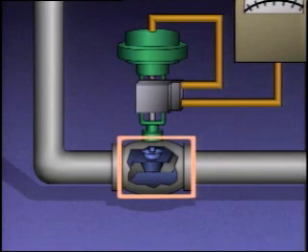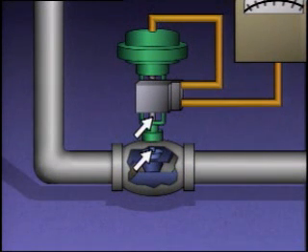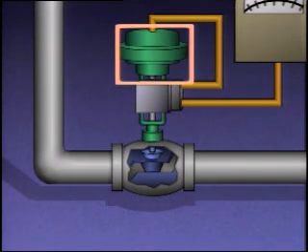The valve body contains the disc and the seat. The valve stem is attached to the disc so that the disc can be moved up and down to open and close the valve. The upper end of the valve stem is connected to an actuator. The actuator provides the power to move the valve stem in response to signals from the controller.